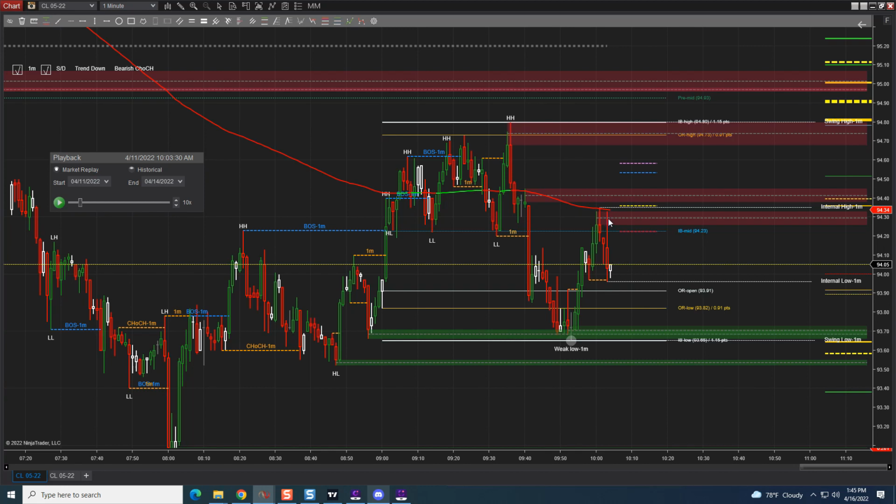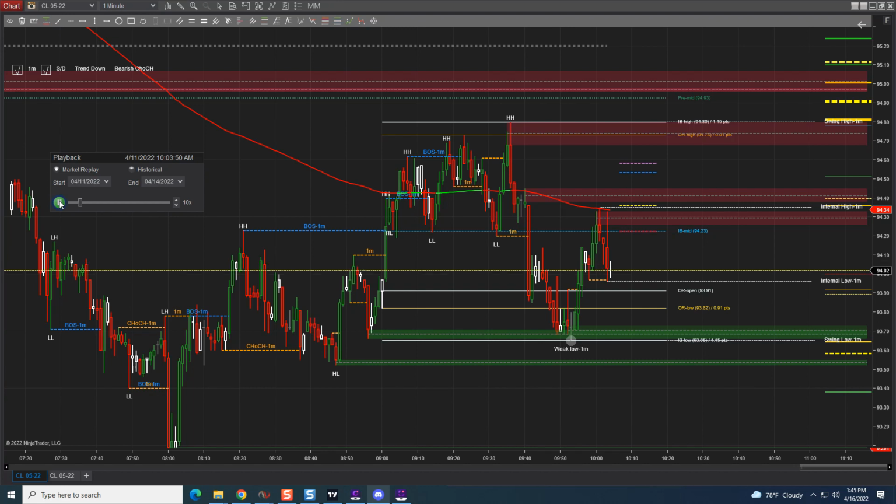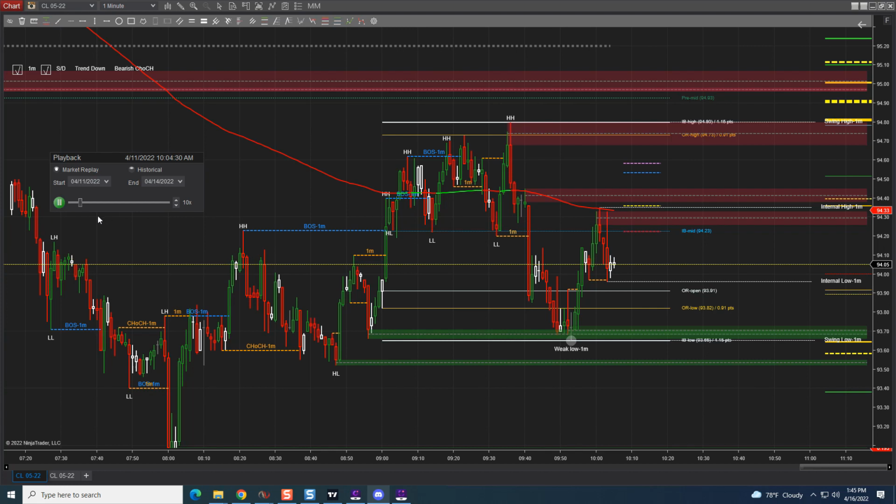So the opportunity to be a seller here, if you're a scalper, you're probably in and out, right? 36 ticks, a pretty good scalp. Let's just play a little bit further. Now again, you've got this very large zone here. We'll see if this starts to come back.